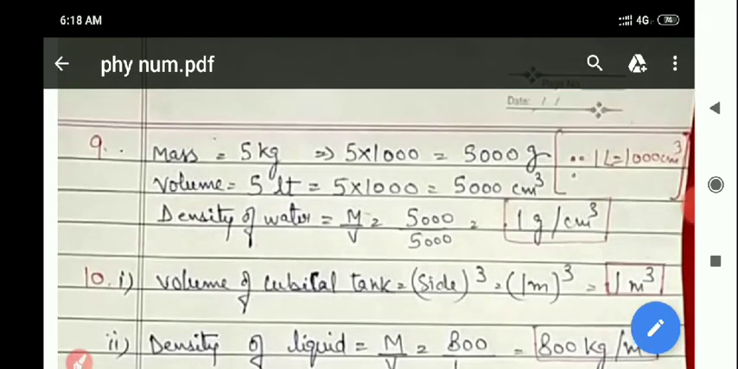So up to question number 10 we have completed the numericals, and from question number 11 we will start in next section. Okay, thank you.